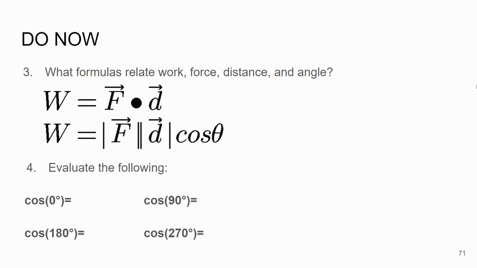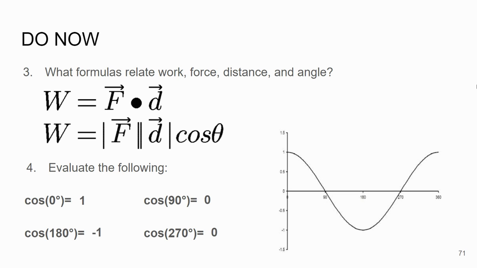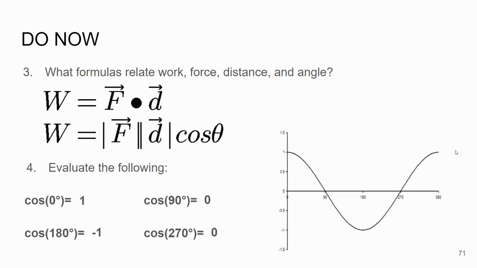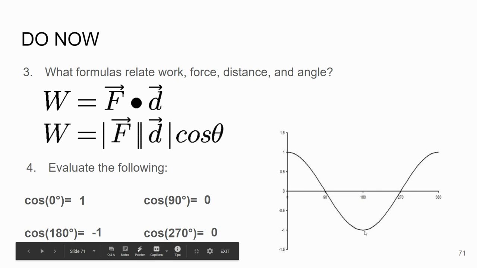So evaluate the following. Cosine of 0 degrees, 90 degrees, 180 degrees, and 270 degrees. Depending on how well you like the unit circle, you might know this off the top of your head. You can always just grab your calculator and do it. But here it is. Cosine of 0 degrees is 1. Cosine of 90 is 0. Cosine of 180 degrees is negative 1. Cosine of 270 is 0 again. And then it repeats again and again forever and ever. This is a cosine wave. And your value of cosine is always going to vary between positive 1 and negative 1, inclusive. It just keeps going back and forth.